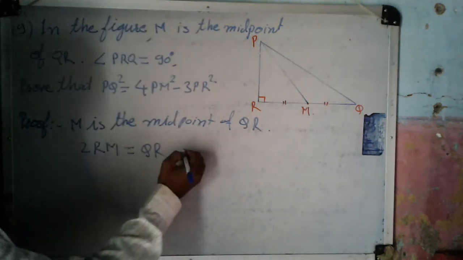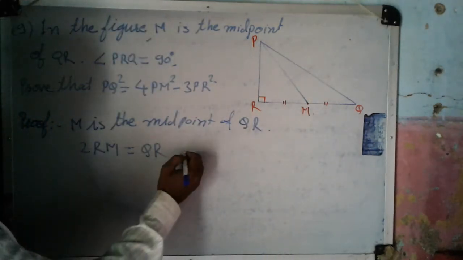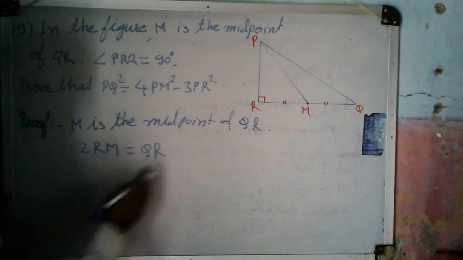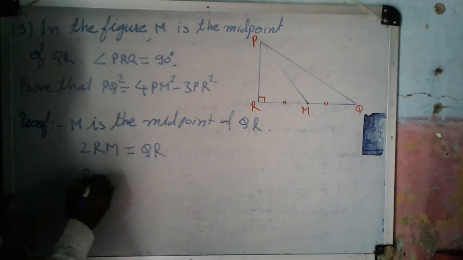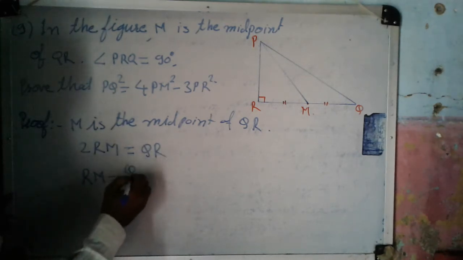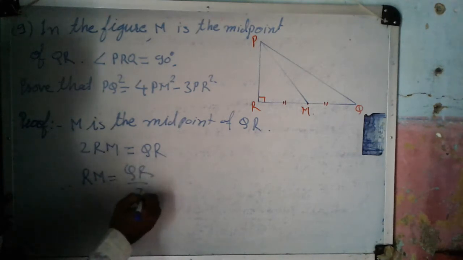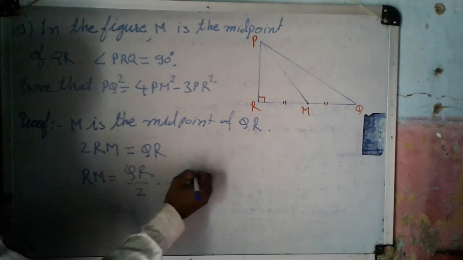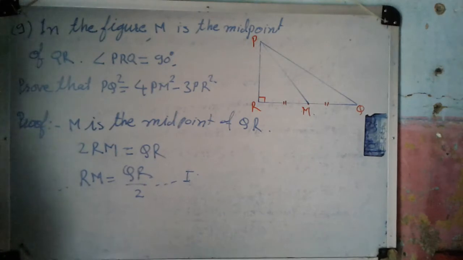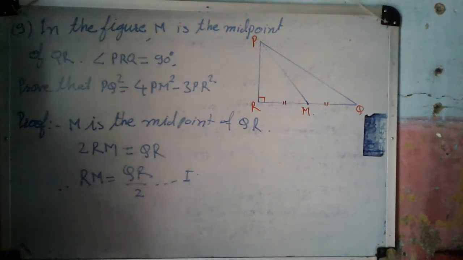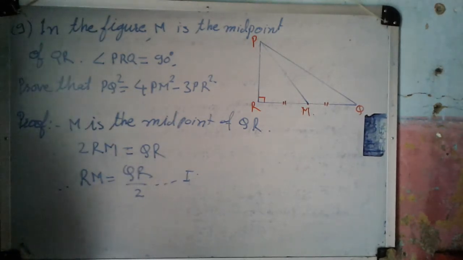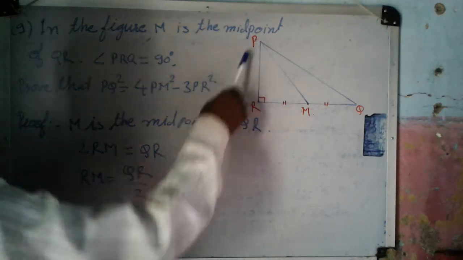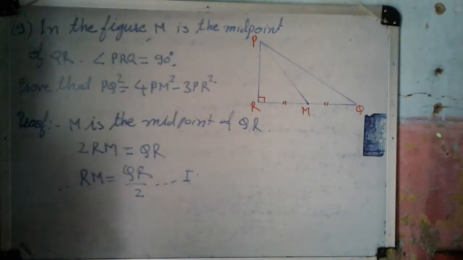M is the midpoint, that means QR is the double of RM. And therefore, RM is equal to QR upon 2. Statement 1. Okay. Now, we will consider triangle PRM, right angle triangle PMR.